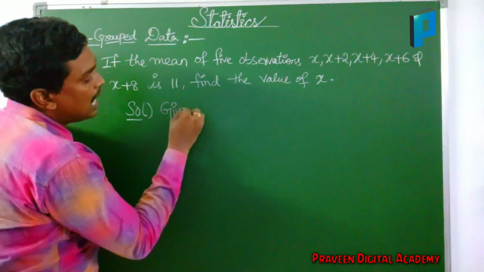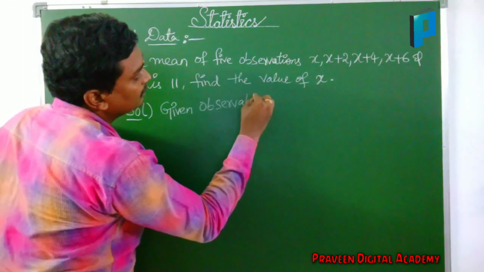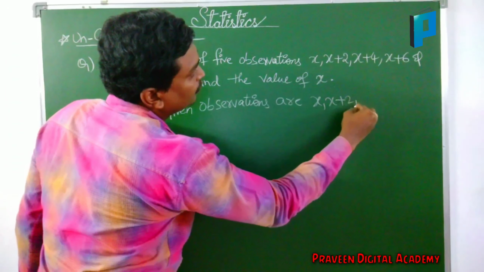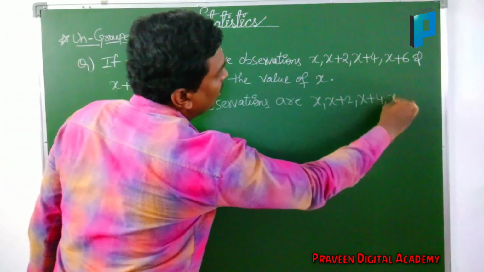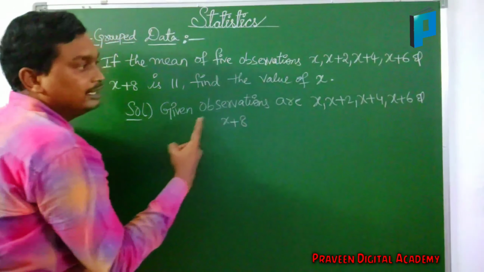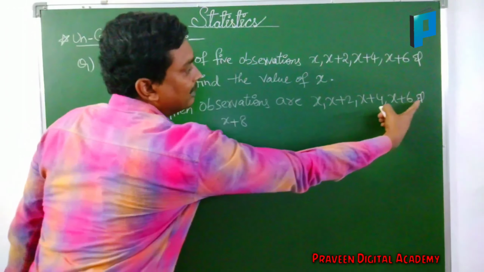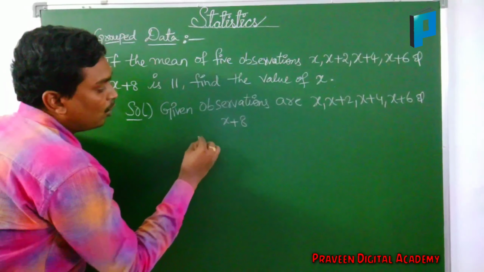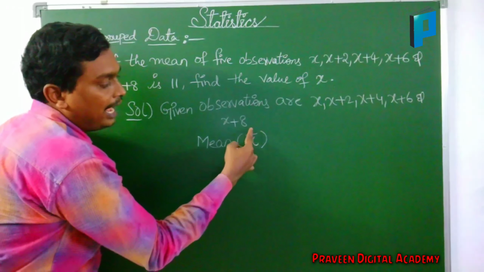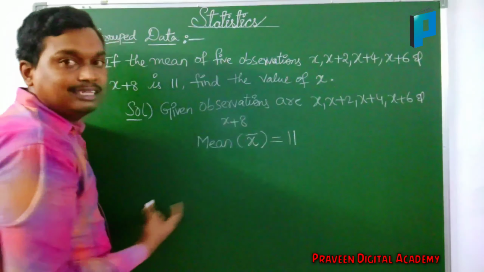given observations are x, x plus 2, x plus 4, x plus 6 and x plus 8. These are the observations they gave: x, x plus 2, x plus 4, x plus 6 and x plus 8. And also they gave the mean, and we know that mean is always represented by x bar, and here mean x bar is equal to how much they gave?